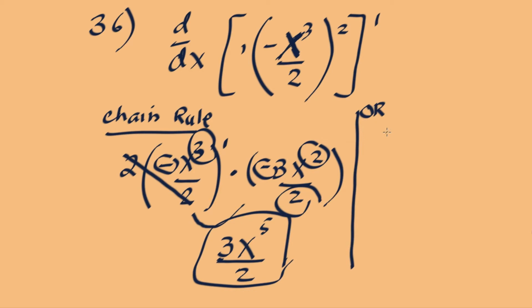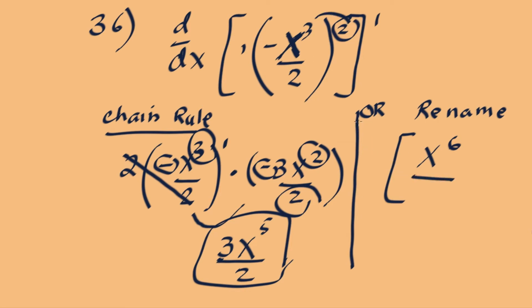Now, the alternative method to finding the derivative is to rename, because that is very simple. The negative x cubed over 2 raised to the second power is going to give us x to the 6. This time you multiply the inside and outside exponents, and the 2 in the denominator has an exponent of 1, so you can also multiply the 2 to that 1, which makes it 2 squared, or 4.